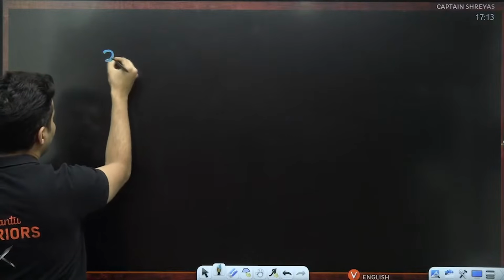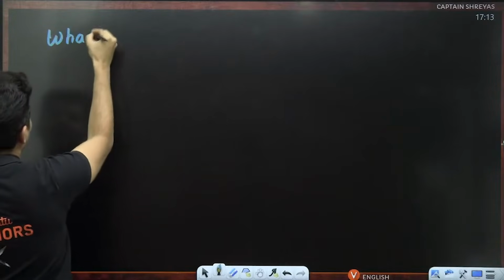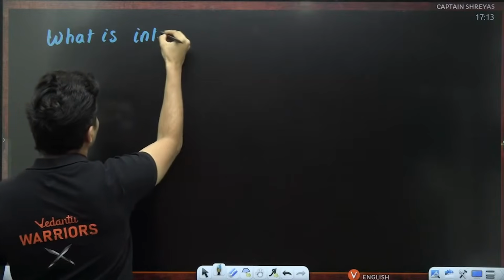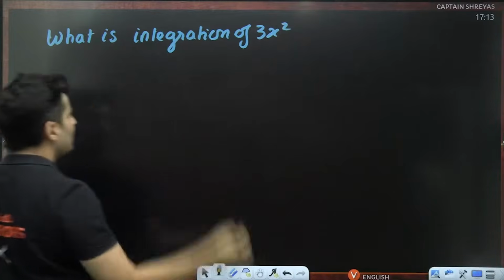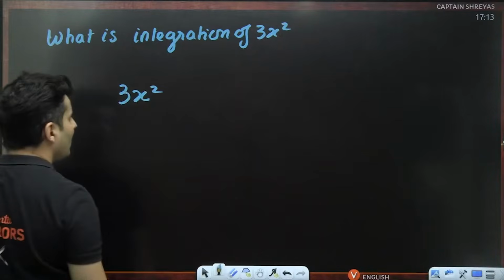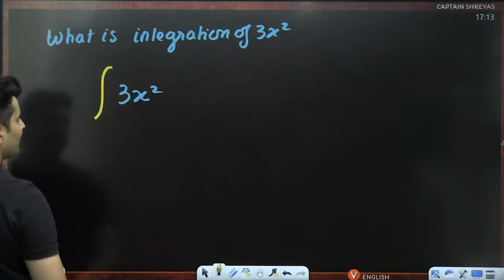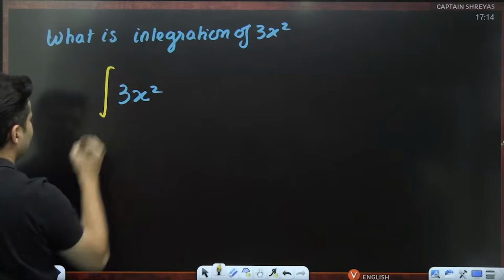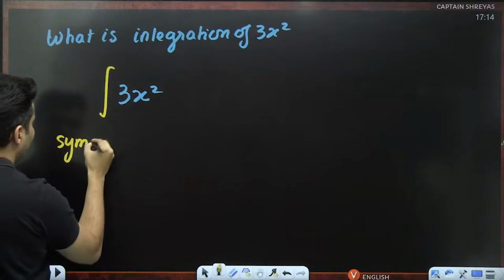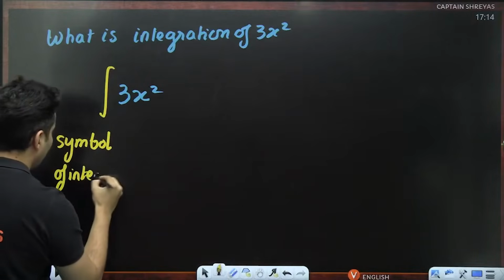So say for example, I want to integrate 3x square. I want to ask you what is the integration of 3x square? Symbolically, what you will do is you will put 3x square. I want to find the integration of it. There is a symbol of integration which looks something like this. It's like a long line, slightly S-shaped, like this. So this is basically your symbol of integration.